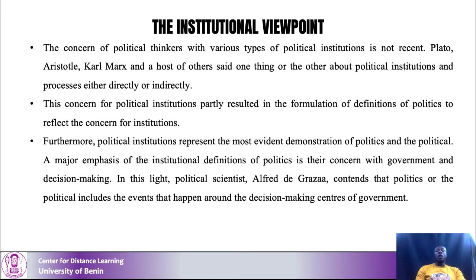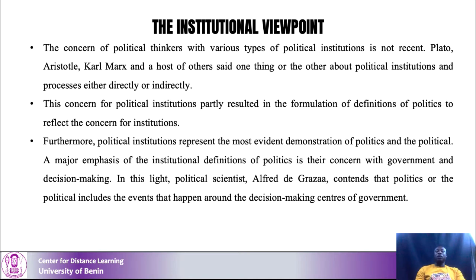Of course, the traditional viewpoint concerns the fact that political thinkers' concern with various types of political institutions is not recent. Plato, Aristotle, Karl Marx, and a host of others said one thing or the other about political institutions and processes, either directly or indirectly. This concern for political institutions partly resulted in the formulation of definitions of politics to reflect the concern for institutions. Furthermore, political institutions represent the most evident demonstration of politics and the political. A major emphasis of the traditional definition of politics is their concern with government and decision making.